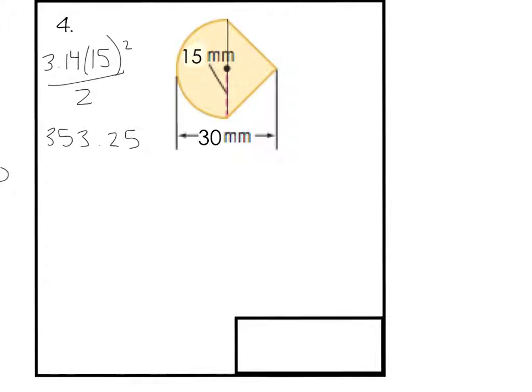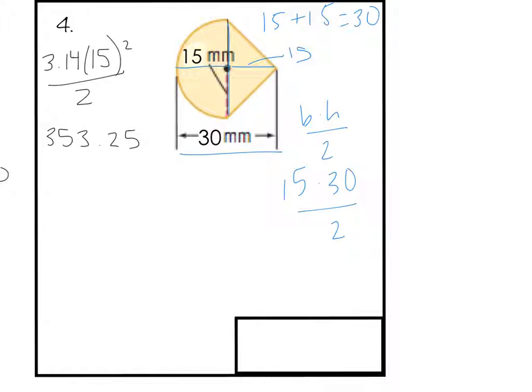353.25. And then I will look at the triangle here, and I know that the base of the triangle is 15 plus 15. So all of right there, that's going to be 30. And then if I know that this entire distance is 30, the radius of that half circle here is 15, that this half here also has to be 15. So the formula for a triangle is base times height divided by 2. So 15 times 30 divided by 2, which is 225.